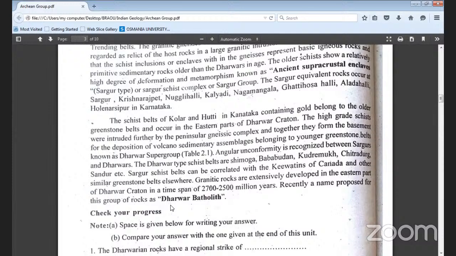The granitic rocks are extensively developed in the eastern part of the Dharwad Craton. The time is about 2,700 million years to 2,500 million years. The name recently proposed for this group of rocks is the Dharwad batholith.